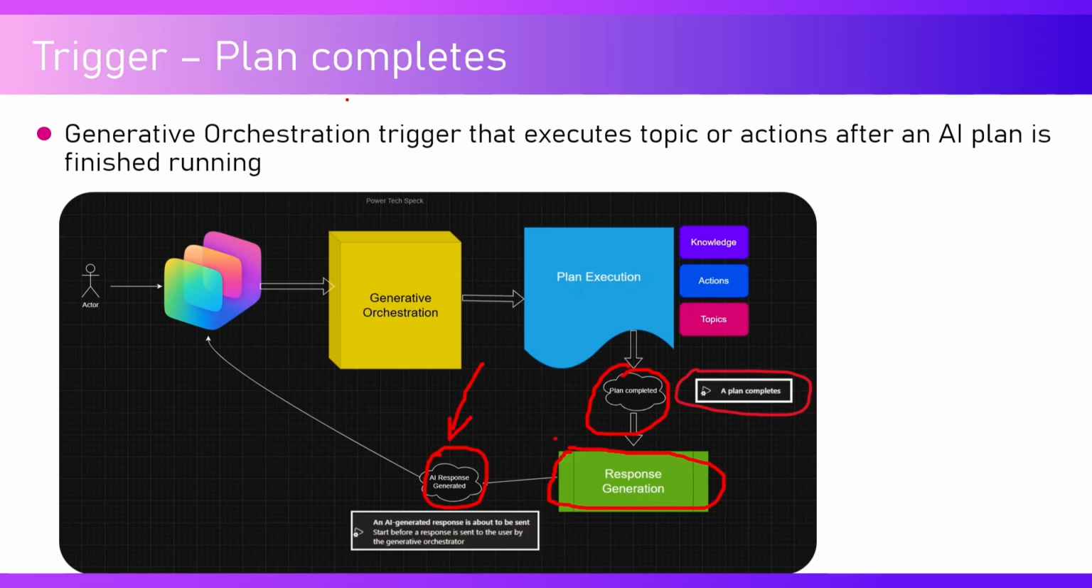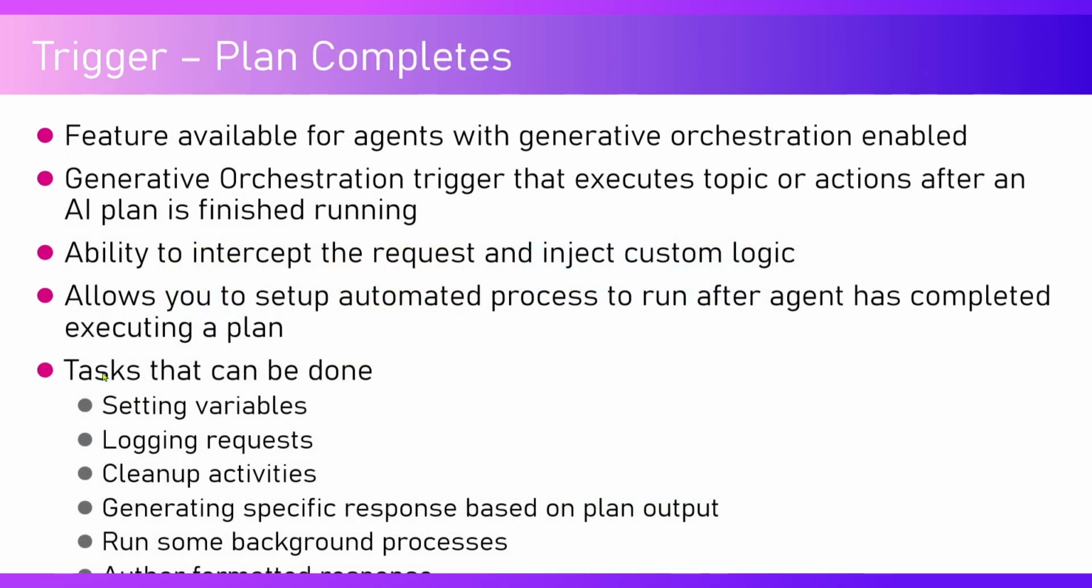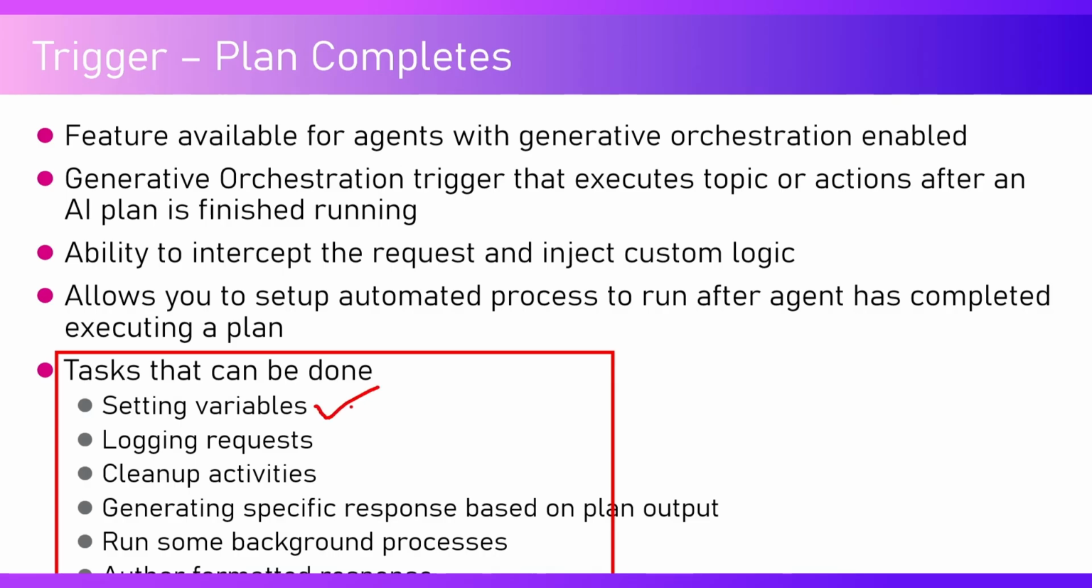Now, trigger plan completes. Where do we use that? When a plan is completed, you get an option to intercept that request, and you can perform various things like setting a variable, logging a request, performing some cleanup activities, running some background process, or maybe even formatting the response.